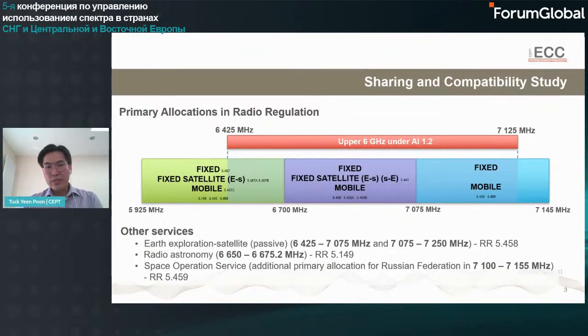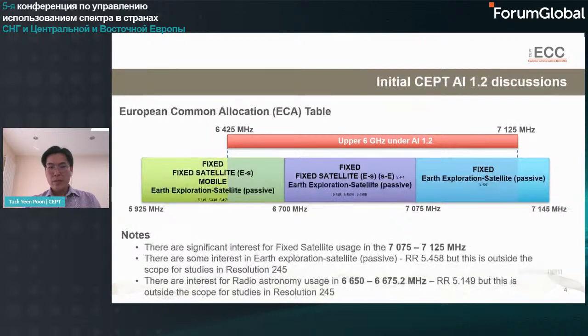As you can see, this is the first thing when you look at sharing and compatibility analysis studies. You look at the table of allocations in the Radio Regulations, and there is fixed, satellite and mobile in this frequency range. So there is a lot of interest from these big players for this frequency range, and no doubt there will be quite a lot of discussions. If you move on to the next slide.